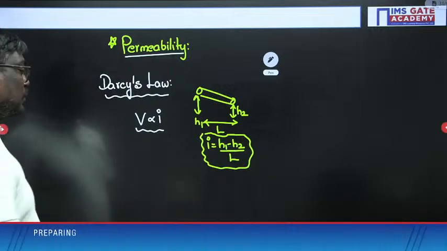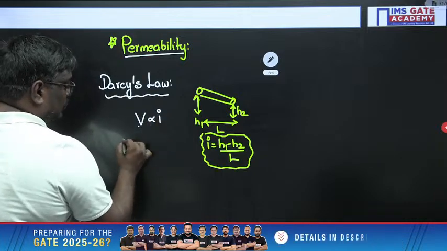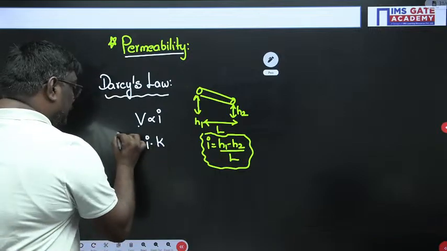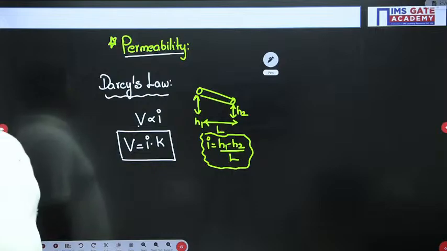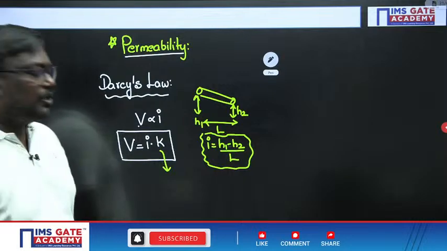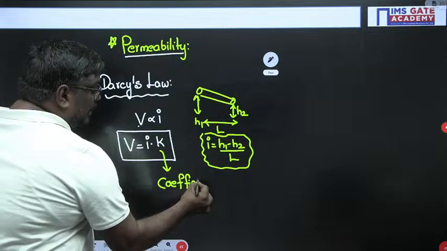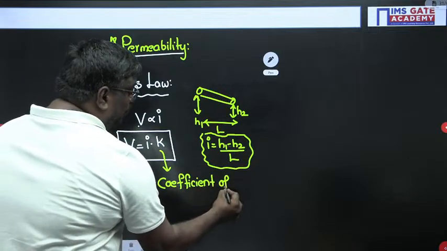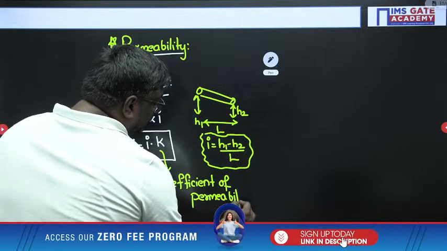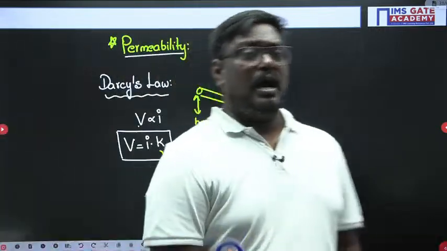Clear, sir? So now, my dear students, velocity is proportional to i, so it can be written as velocity into some constant. So V can be written as what, sir? V is equal to i K. So here, my dear students, what do you mean by K, sir? K is nothing but the coefficient of permeability. The coefficient of permeability will tell whether the soil has more flow capacity or less flowing capacity. So according to Darcy's law, velocity is proportional to hydraulic gradient.